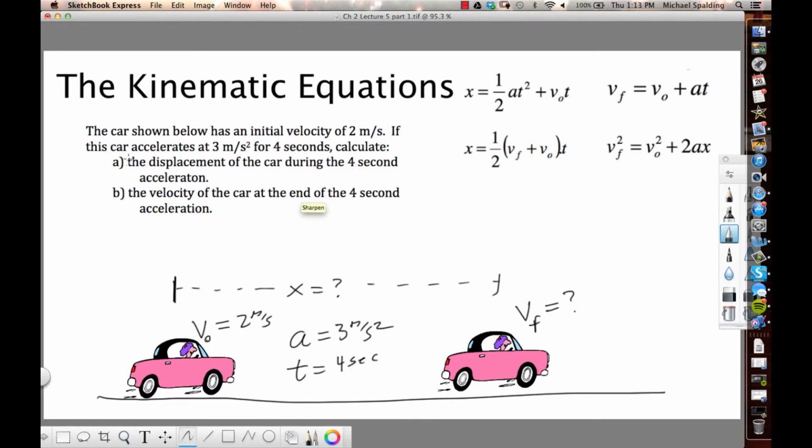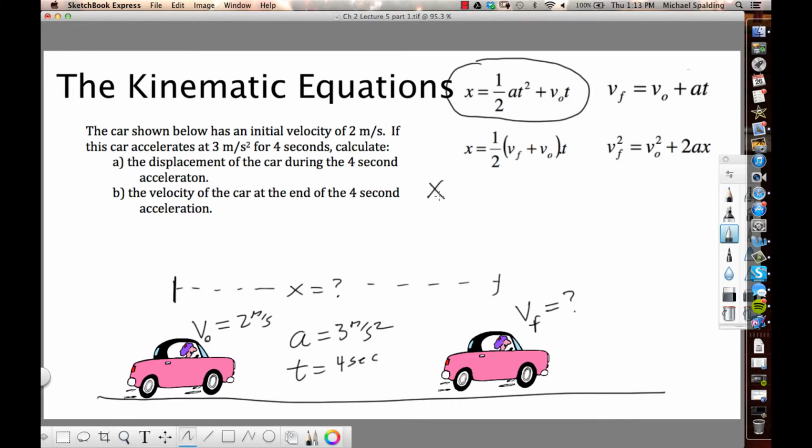Okay, so the first question: find the displacement of the car. Which of the 4 equations can we use to find displacement? The only equation that's going to allow us to solve for x directly is the first one.